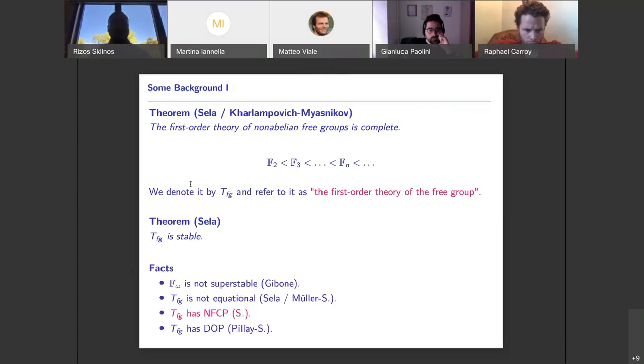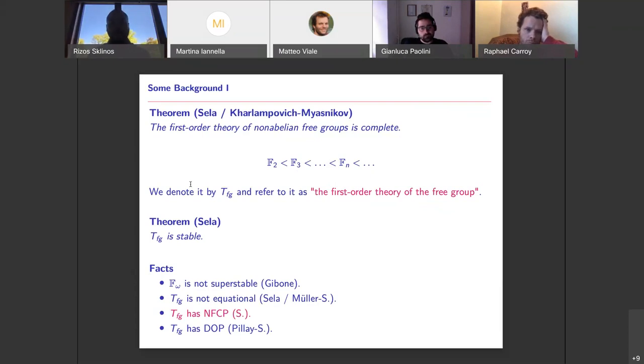And to complete the picture that we have with respect to classification theory and other properties that we study in model theory, one thing we knew even before the profound work of Sela is that F omega is not superstable. Superstable is the second dividing line in Shelah's classification theory, and this division line is really what tells you that you have a kind of structure theorem.